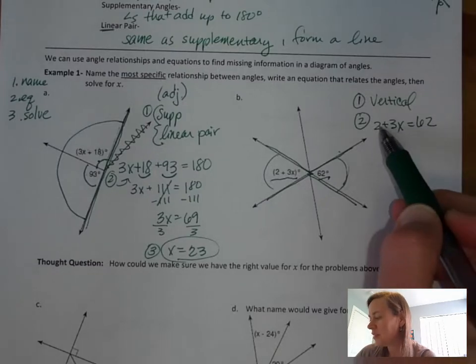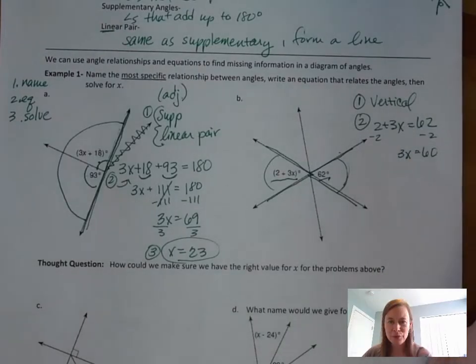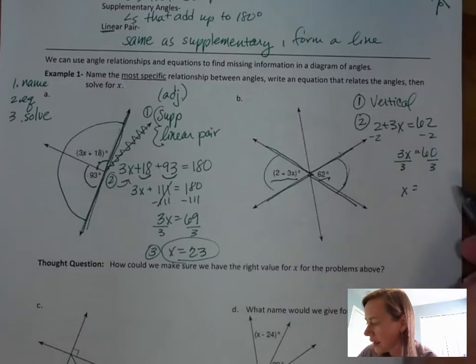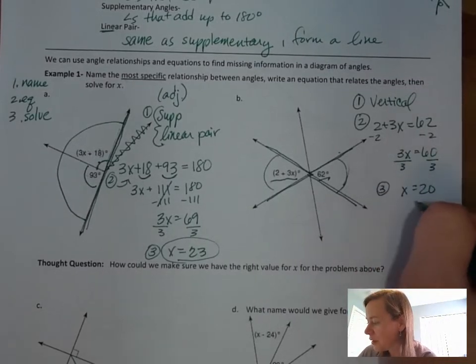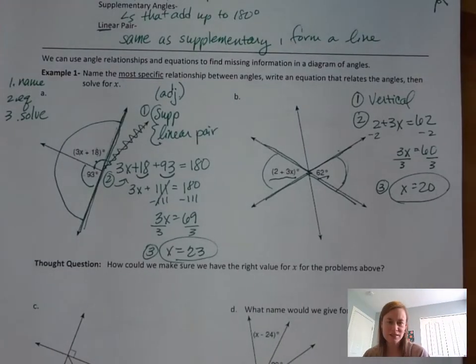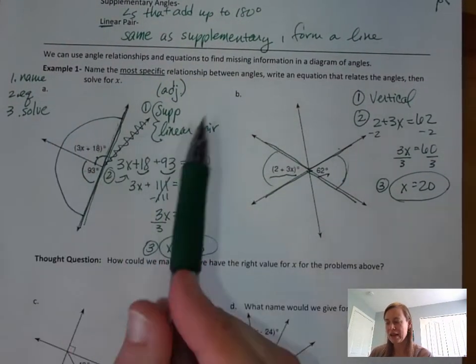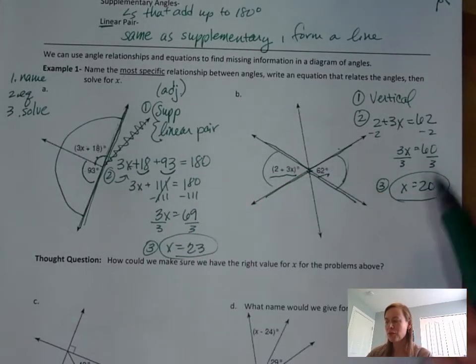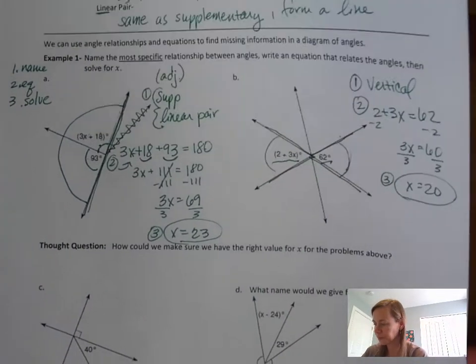So let's get the 2 away from there by subtracting. We're going to be left with 3x equals 60. And once you have that, you're going to divide by 3 on both sides, and you'll just be left with x equals 20. And that was your step 3, which is to find the solution for x. All right, so in this first one, they added up to 180, and we used that in our equation. In the second one, we knew they were equal, and we used that in our equation. Let's see what we have in our next example.